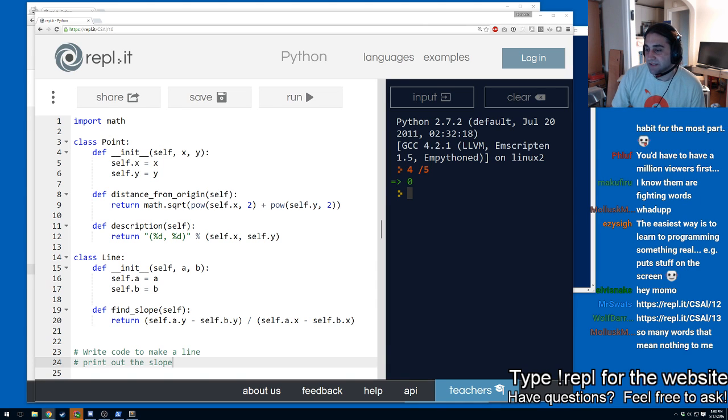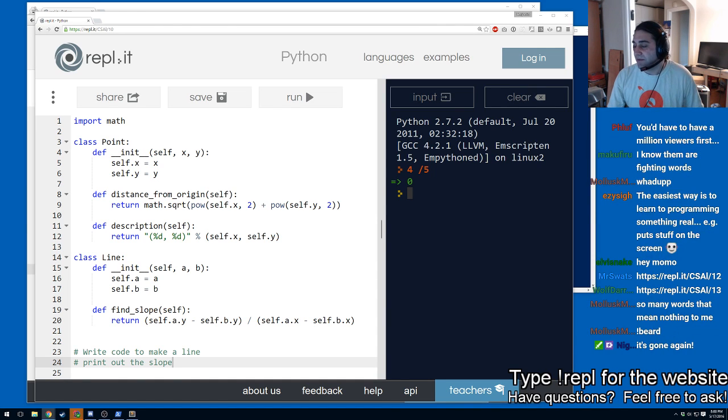Alright, let's see what Swats and Wolf have got. Nice. Nice. Nice. Alright, Swats was 12, and Darrigan is 13. Alright. I'll wait another minute or so for other people.